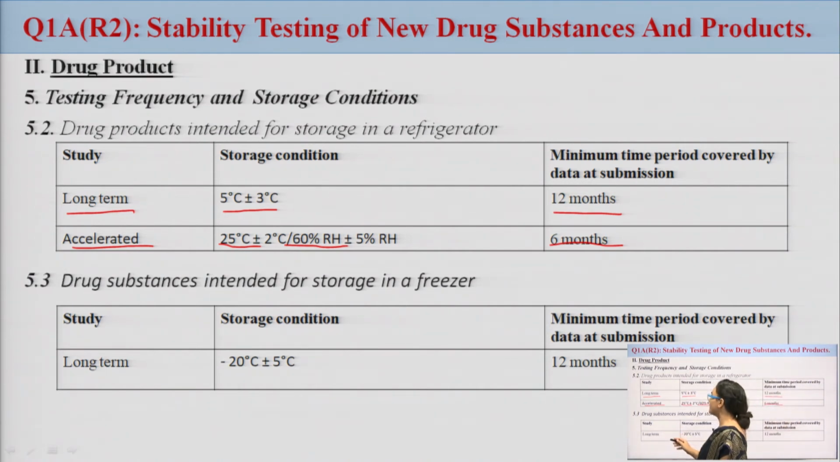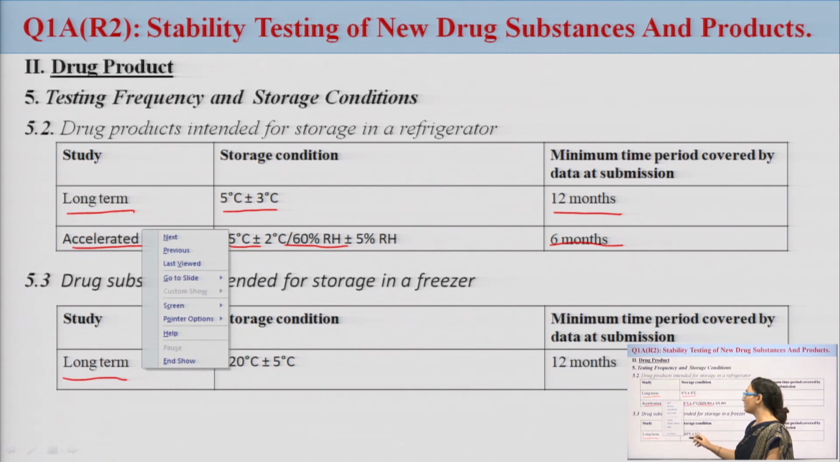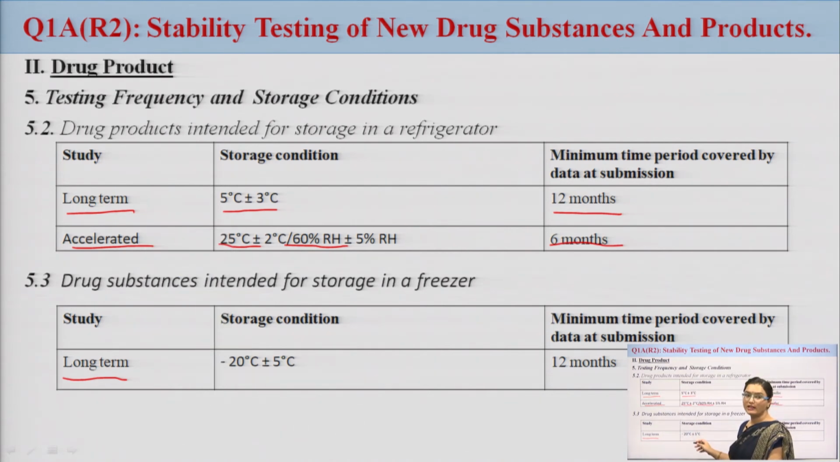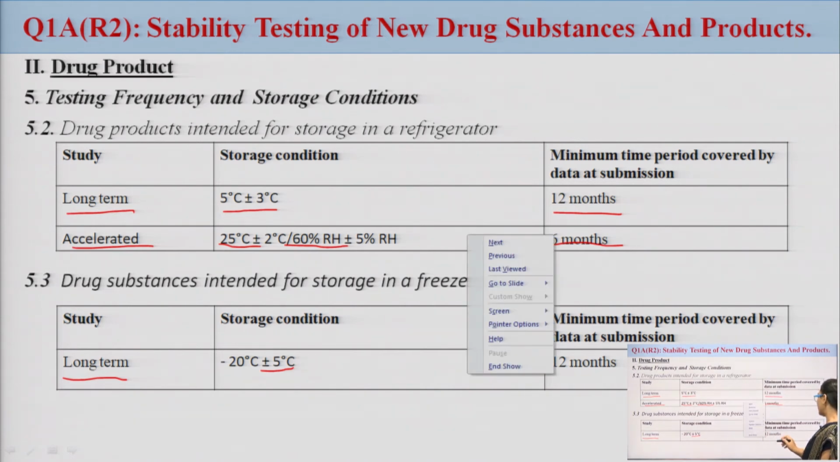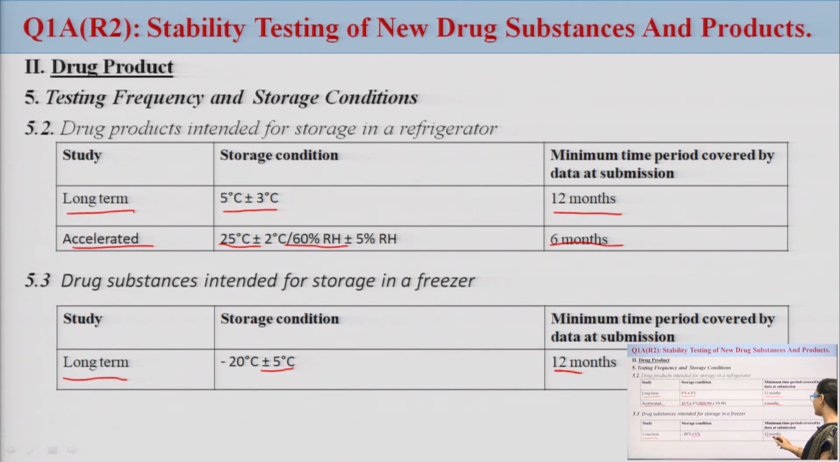Next is stability study on drug substances intended for storage in freezer. So for those products in long term study, the storage condition is minus 20 degrees Celsius temperature. Here 5 degrees Celsius temperature variation is allowed. The minimum time period covered by data at submission is 12 months.